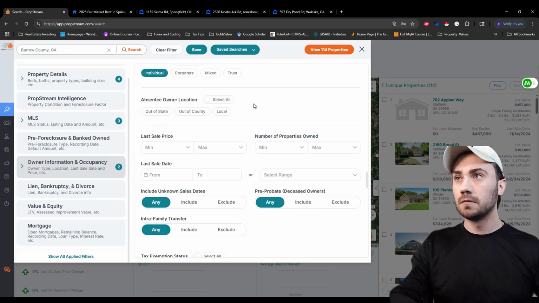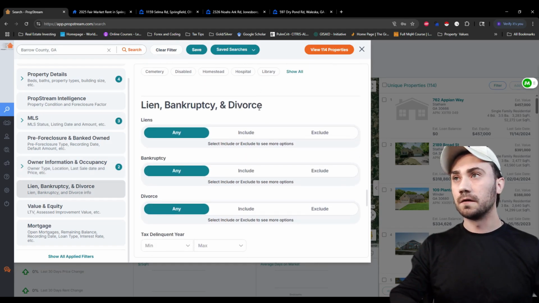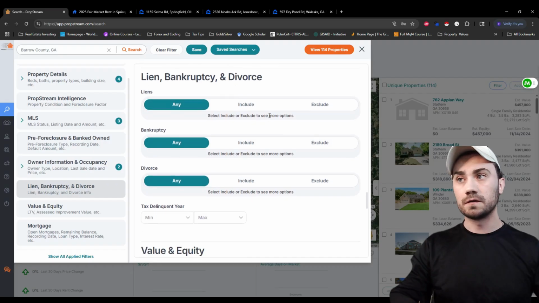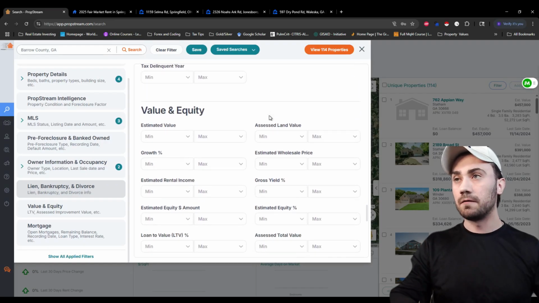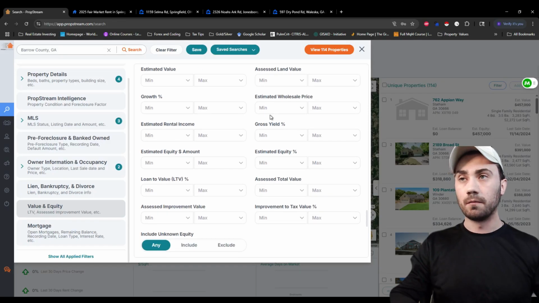Absentee owner location, keep it the way it is. Let's see, last sales price, last sales date. We don't need any of this. Let's move on down. Lien, bankruptcy, divorce, keep it as any. Now for the estimated value and equity. Now this is going to be important.